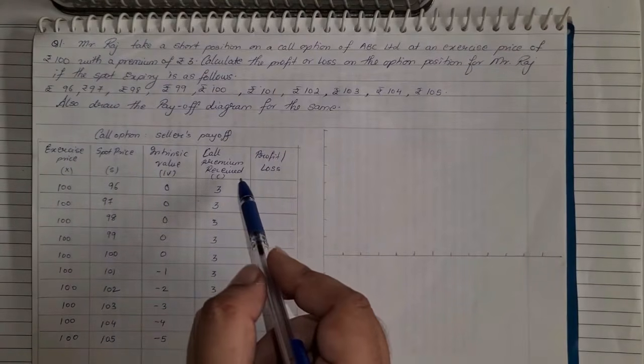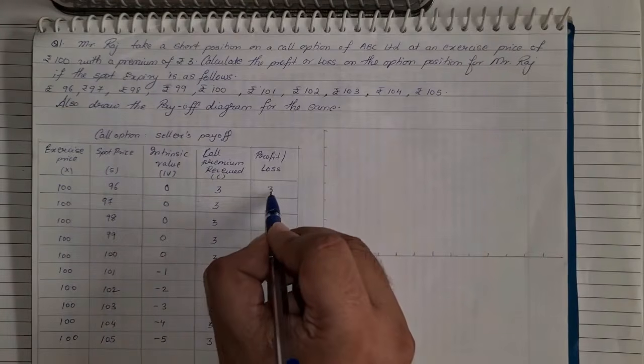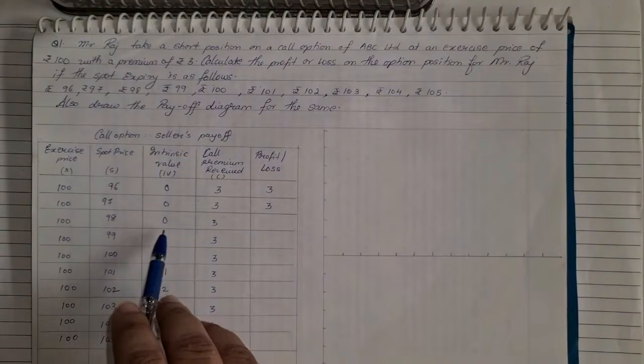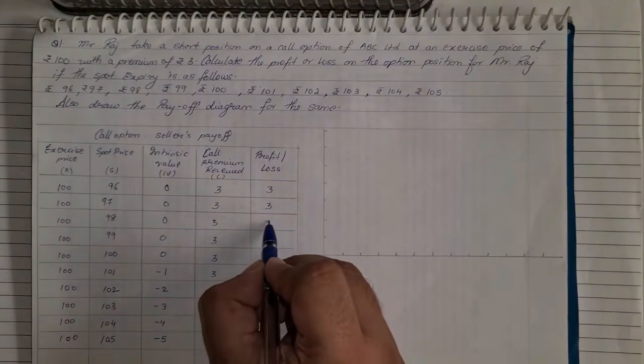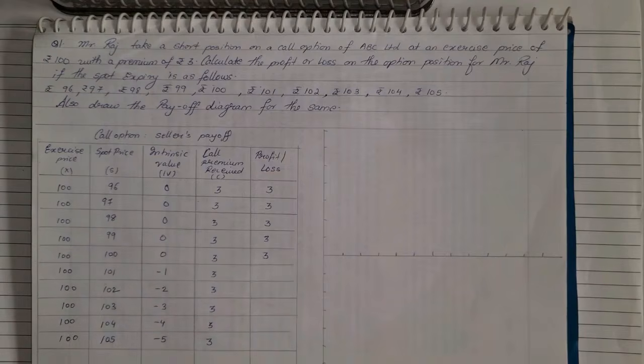So now the last, to find profit and loss, it is nothing but the difference between the intrinsic value and premium received. Intrinsic was 0, you are receiving 3, so you have a profit of rupees 3. Again we'll have a profit of rupees 3. Intrinsic is 0, premium is 3, we are receiving 3, that's a profit. Again profit, again profit.